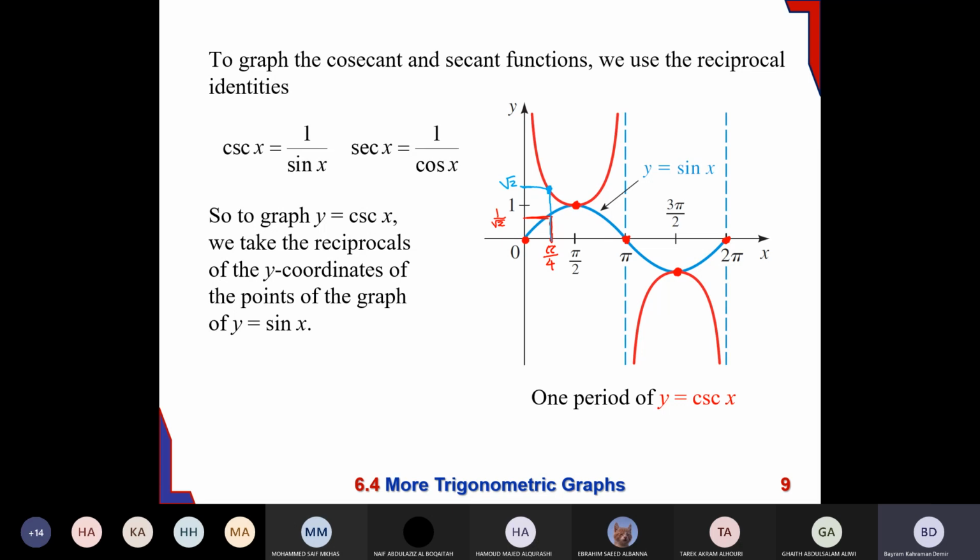Well, how about pi over 6, Shabab? Maybe you remember pi over 6 is even less than pi over 4. If x is pi over 6, what is cosecant of pi over 6? Sine is half, but cosecant will be 2. You see, sine is getting close to 0, but cosecant is going up. So cosecant will be 2 here. Sure, Shabab?